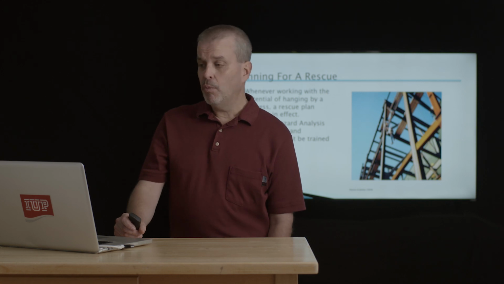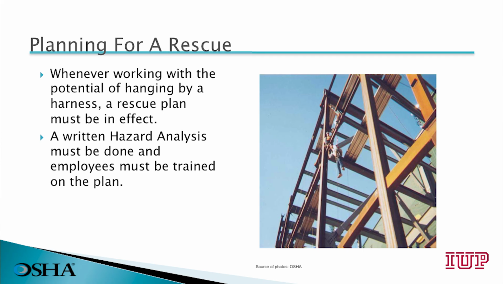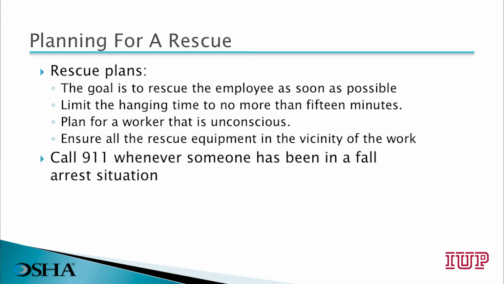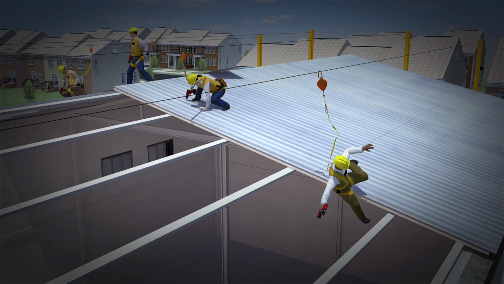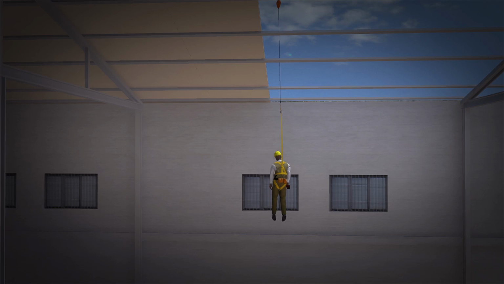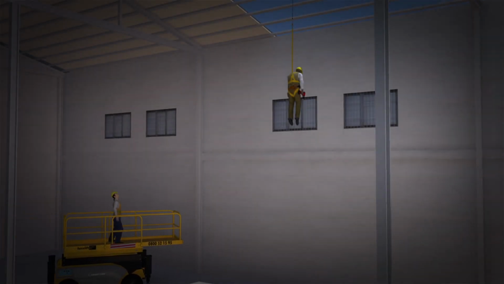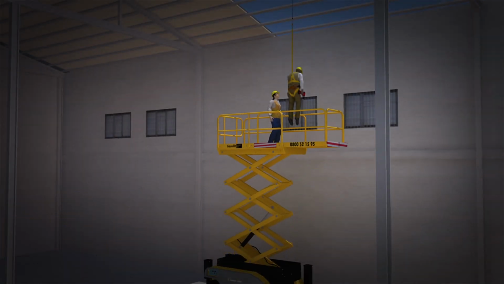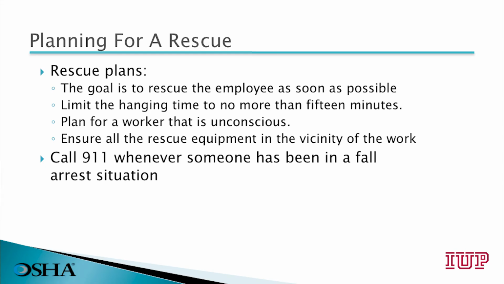After the fall, we need to plan for a rescue. Whenever working with a fall protection system, a rescue plan must be in effect. A written hazard analysis must be done to ensure that employees are trained on that rescue plan. Your rescue plan needs to ensure that it can effectively rescue any fallen worker as soon as possible. Your rescue plan needs to limit the amount of time that a worker spends suspended in that harness to no more than 15 minutes. Your rescue plan needs to consider for a worker that may be unconscious, and your rescue plan must ensure that all necessary rescue equipment is in the vicinity of the work being performed.